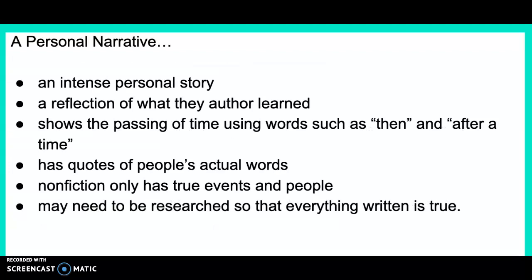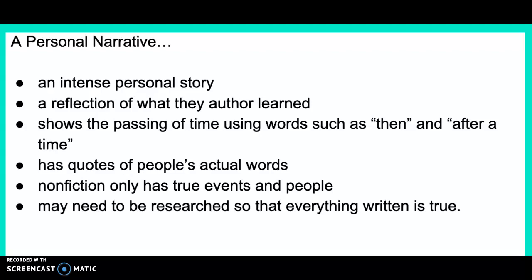read. So, things that you will find in a personal narrative. A personal narrative is an intense story. It is a reflection of what the author learned. It shows the passing of time using words such as then and after a time. A personal narrative has quotes of people's actual words, so there will be quotation marks around them.